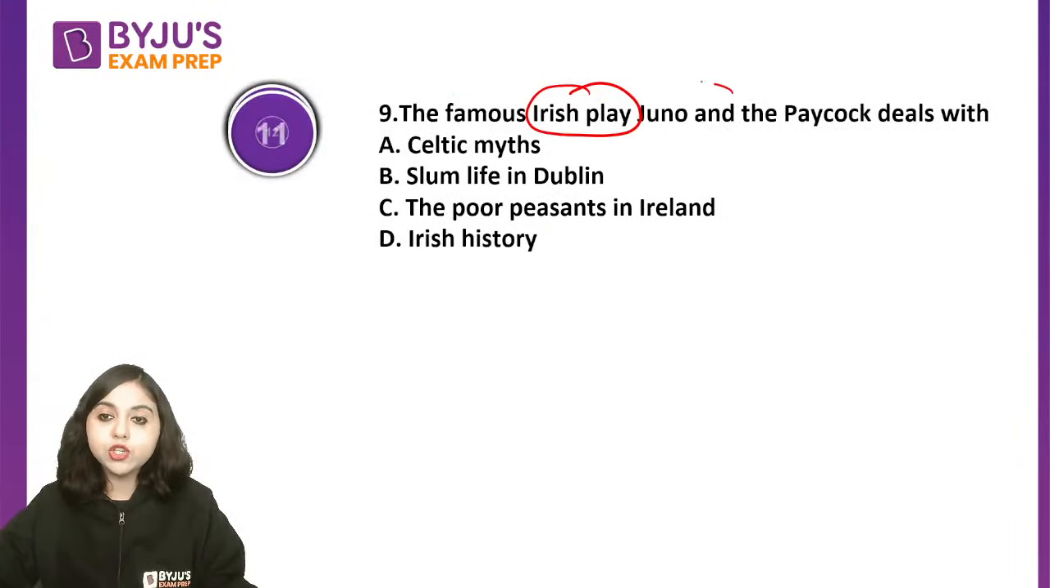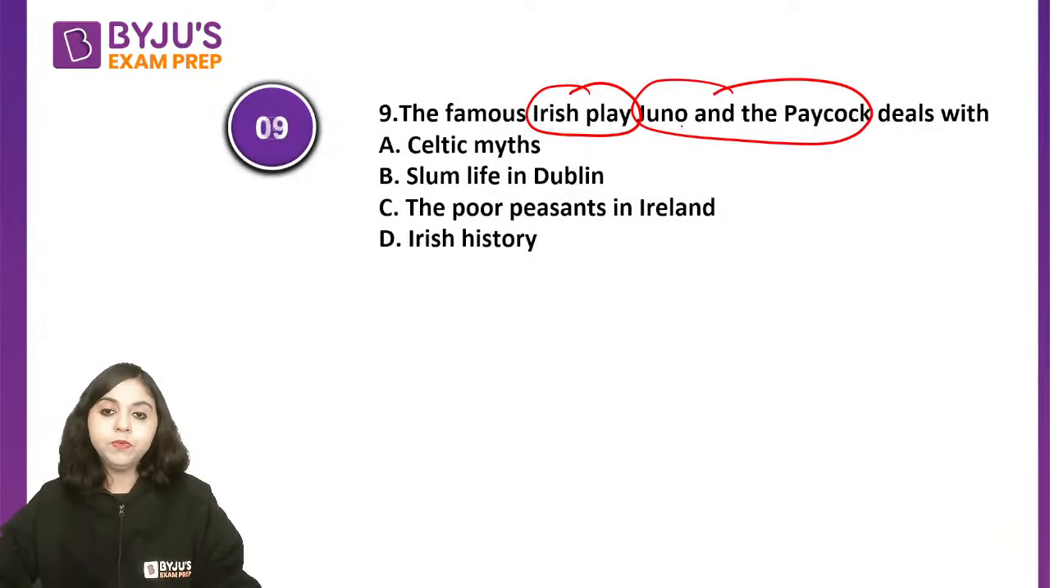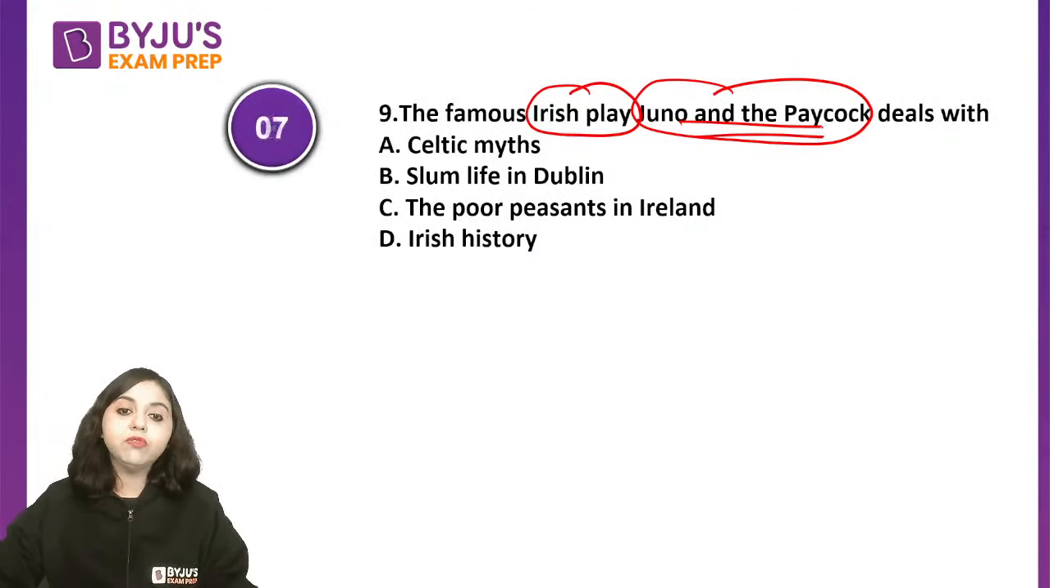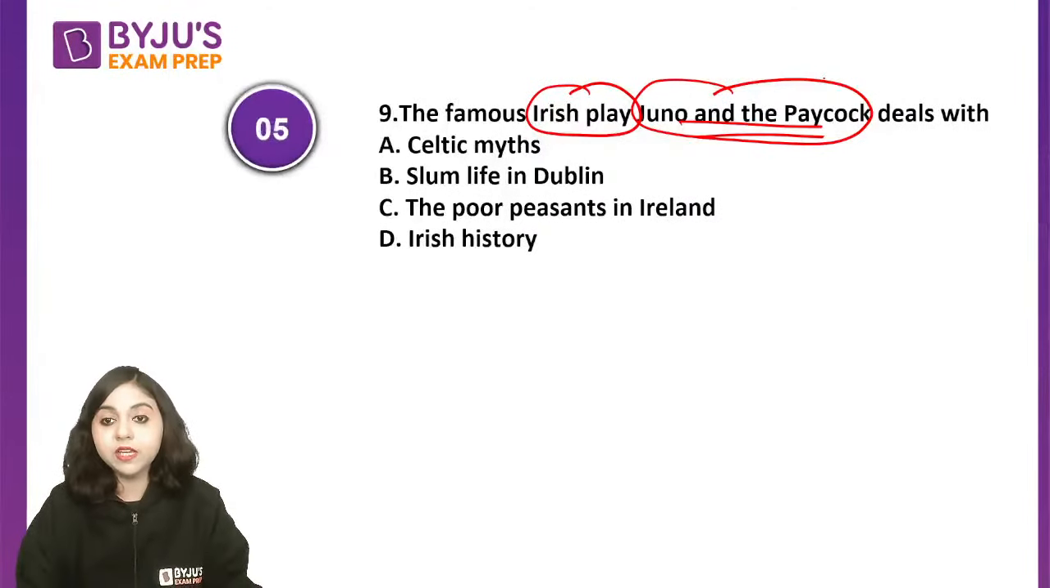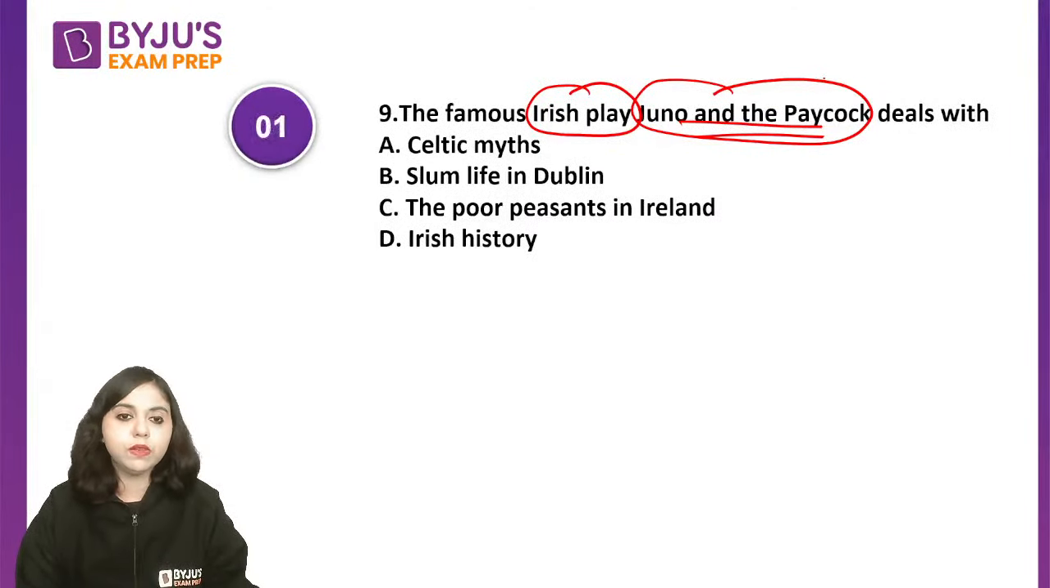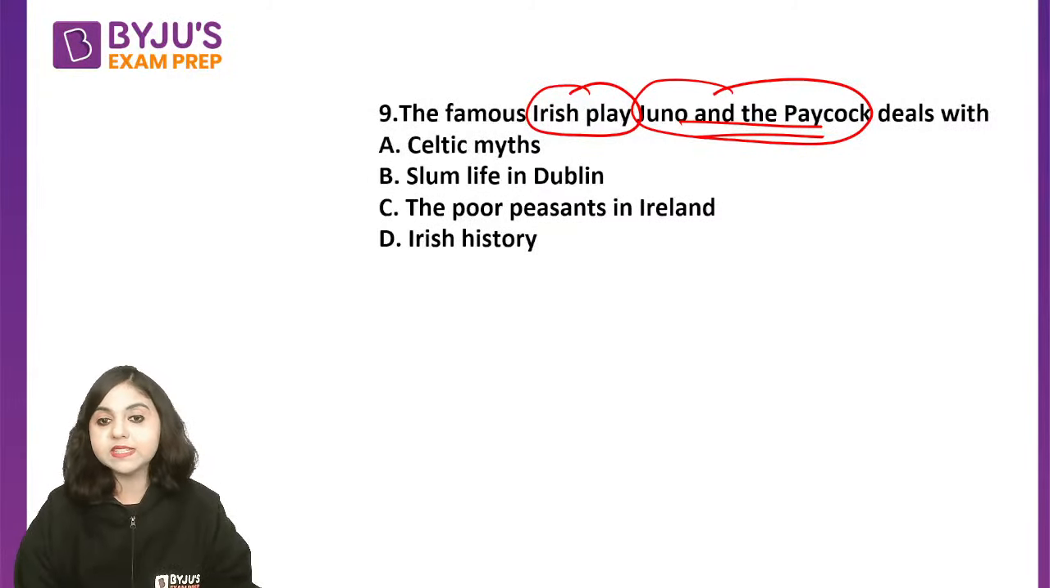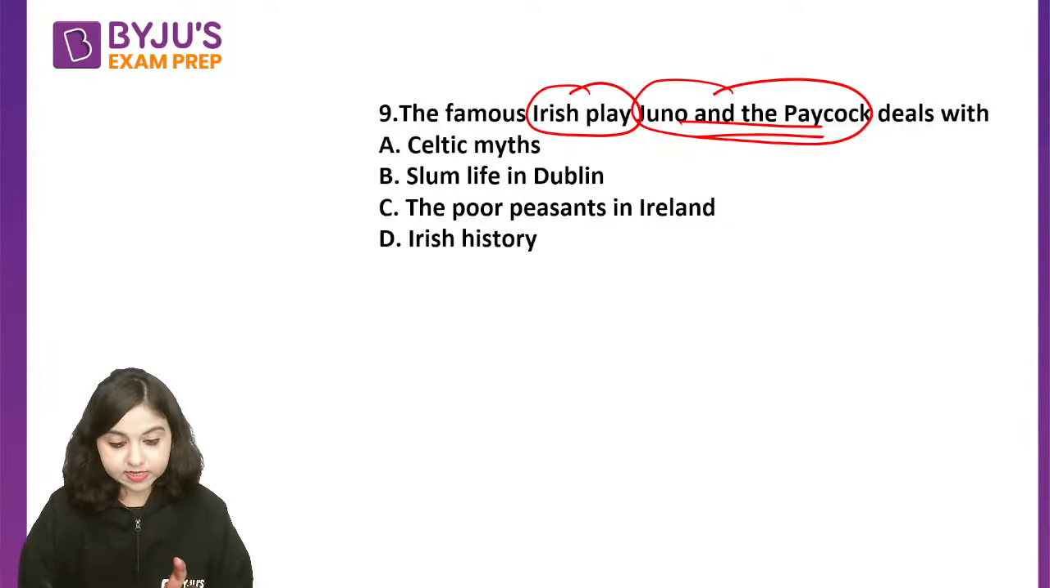The famous Irish play Juno and the Peacock by Sean O'Casey is dealing with what? There is something that Juno and the Peacock is dealing with specifically. What is it that we're able to see that Juno and the Peacock is dealing with?